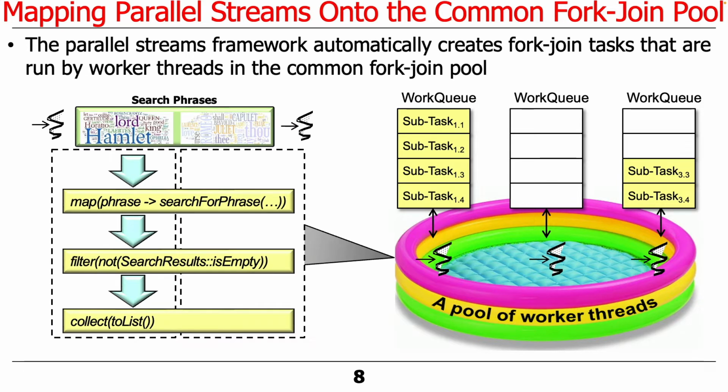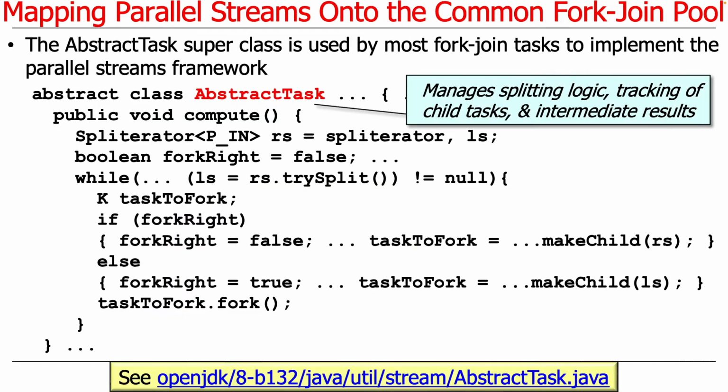The parallel streams framework will automatically create the fork-join tasks that are run by the worker threads in the common fork-join pool. So you never have to do the same thing we just saw in the previous example, where you fork and join and all this stuff. That's done for you by various parts of the framework, in particular the spliterators and the collectors, and other stuff in between, the other parts that are doing the application part. This is what is actually happening under the hood.